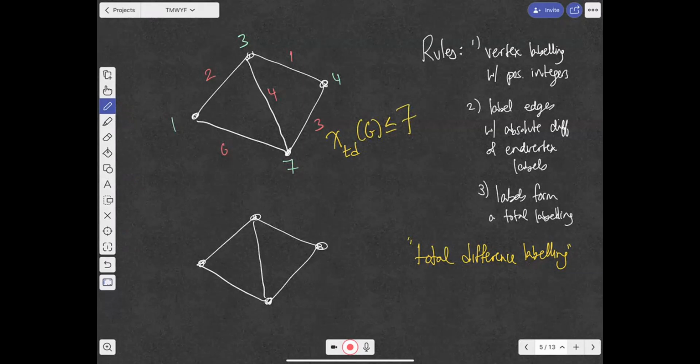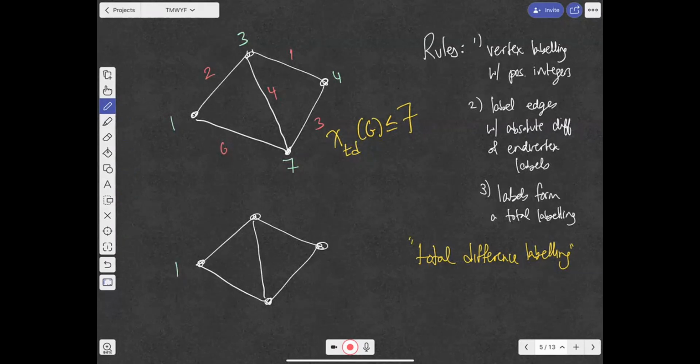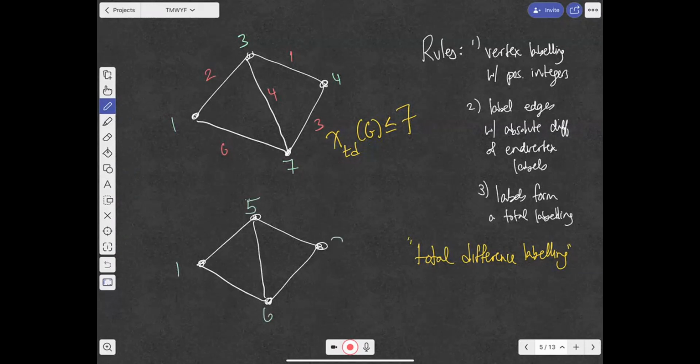If we're sneaky about it, I think we can get it smaller. But this takes a little bit more thought. 1, 5, 6, and 2 should also work. Let's see here: 4, 3, 4, 5, and 1. Yeah, so that works as well. And so we haven't proven that we've minimized it yet, but we've gotten it smaller than 7. So actually chi TD of G is less than or equal to 6. And this was the kind of thing that Yufei spent her summer doing.